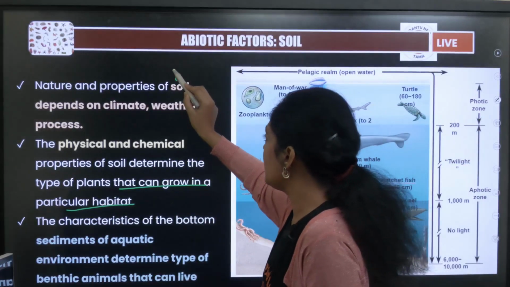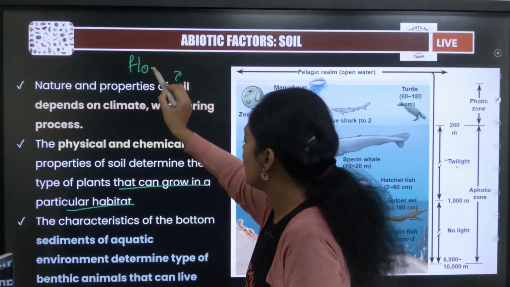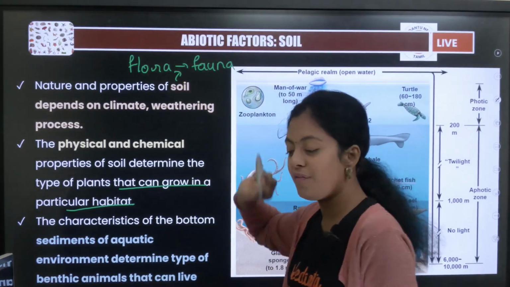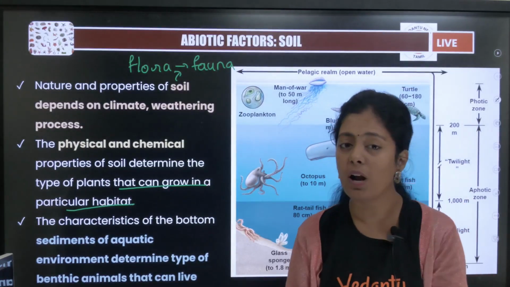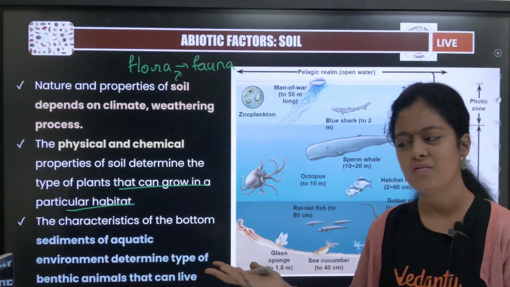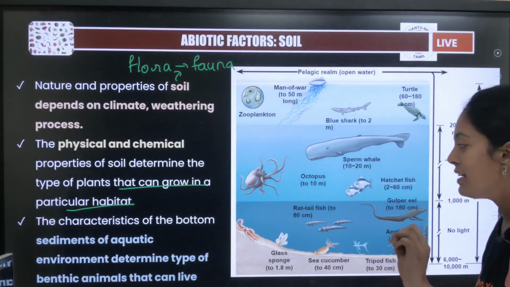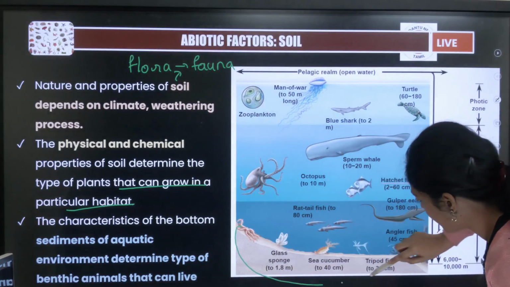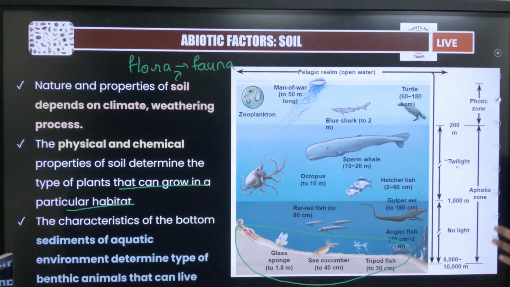Okay, so the physical and chemical properties determine the plants that grow in a particular habitat, and those plants, the flora, the soil decides. It is going to decide the flora, and this is going to decide the fauna. Ma'am, what is flora, what is fauna? Very simple. Flora is the plants, fauna is the animals. Okay, the characteristics of the bottom sediments of aquatic environment determine the type of benthic zone. Whatever kind of soil is here, that is going to determine the kind of organism that is going to survive there.